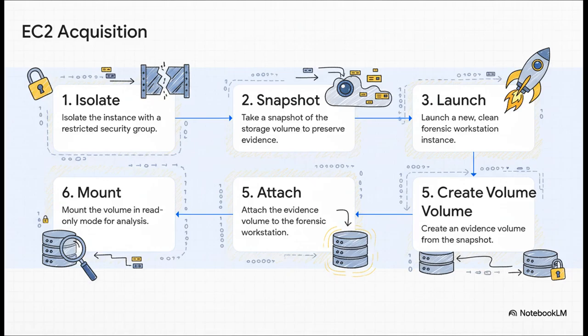So, if an attacker breaks into one of your virtual servers, what AWS calls an EC2 instance, you have to treat it like a real-world crime scene. You need a perfect copy to analyze, and this process here is absolutely critical. First, you isolate the machine, cut it off from the network so it can't do any more damage. Then you take a snapshot of its hard drive to preserve all the evidence, just like bagging evidence at a crime scene. From there, you spin up a brand new, clean forensic workstation, attach a copy of that snapshot, and start your analysis. This way, you never ever contaminate the original evidence.